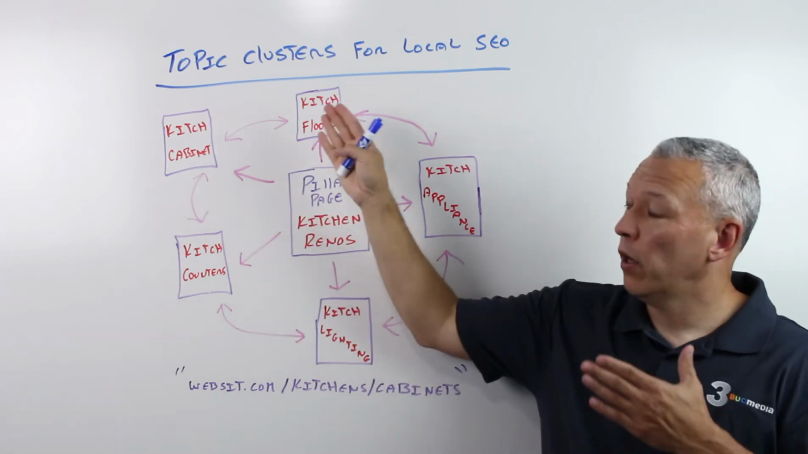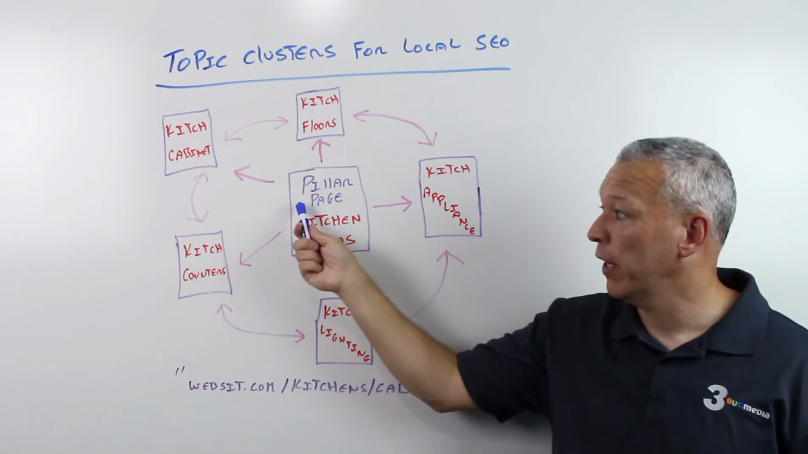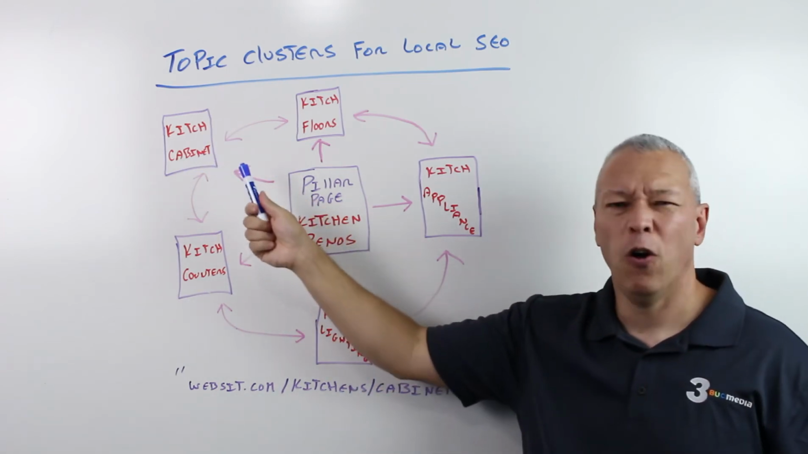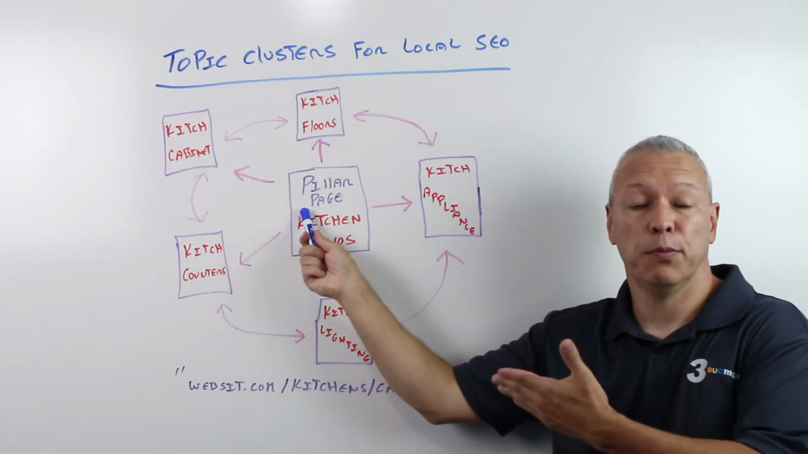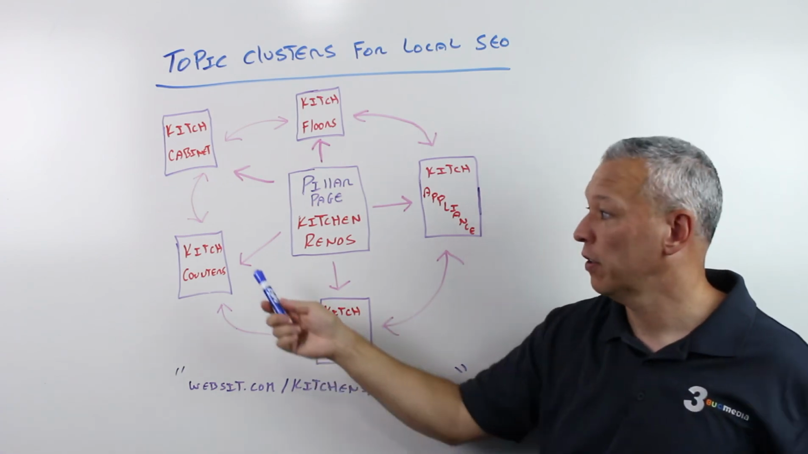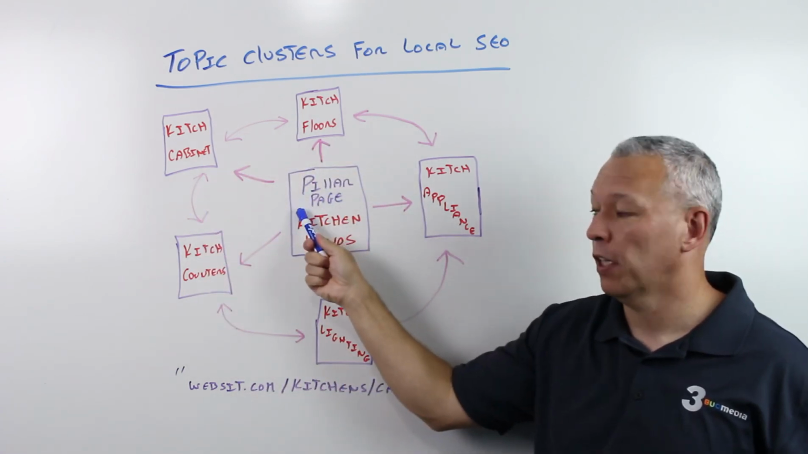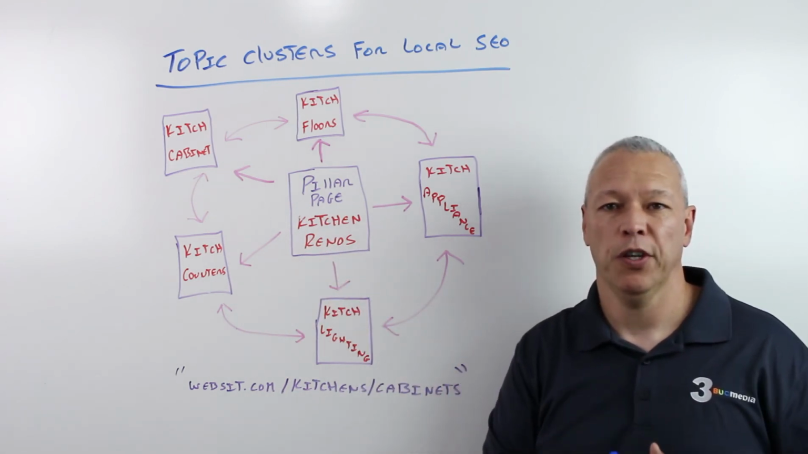So this is what a topic cluster is. It's a pretty easy concept, and it's easy to do. You're going to create your main service page, and you're going to look at all of those subcategory, subtopic pages related to this main one. Here it's going to be kitchen renovations, and you're going to create all of these secondary pages around this central topic, and you're going to make sure they all interlink with each other.